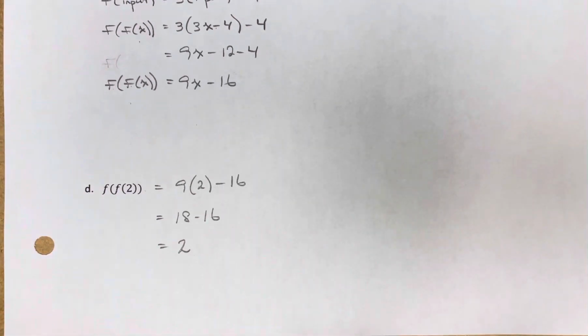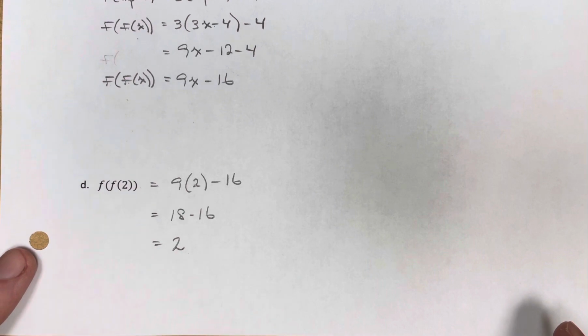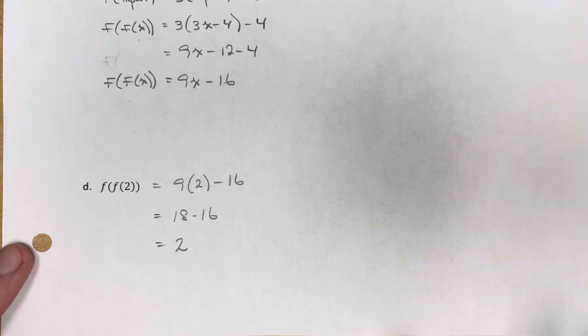So those are composite functions, running a number or a variable through one function and then running the output through a second function.